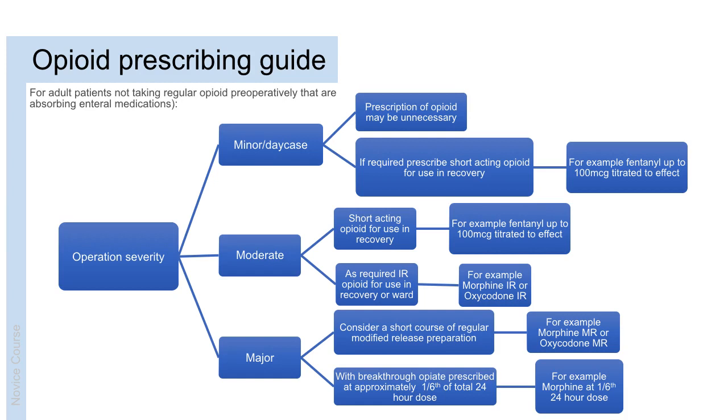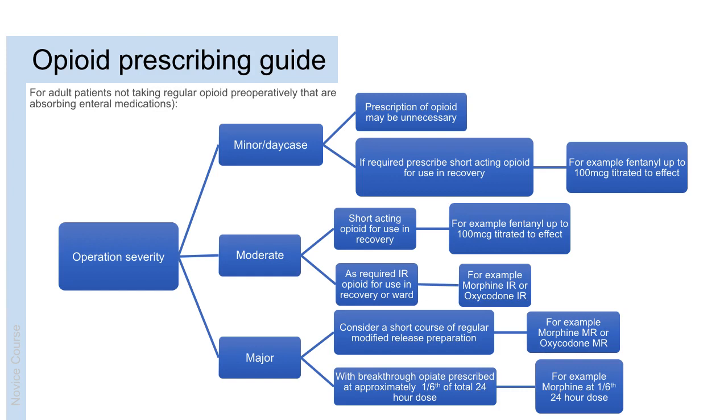So for a minor or day case procedure, a prescription of an opioid is by no means necessary, but if it is thought one is required, a shorter acting opioid, for example fentanyl, might be appropriate for these cases. As we increase in operative severity, a short acting opioid for use in recovery might be useful, for example fentanyl, and an additional prescription of an immediate release opioid for use in the recovery or on discharge to the ward, for example immediate release morphine or oxycodone at appropriate dose.